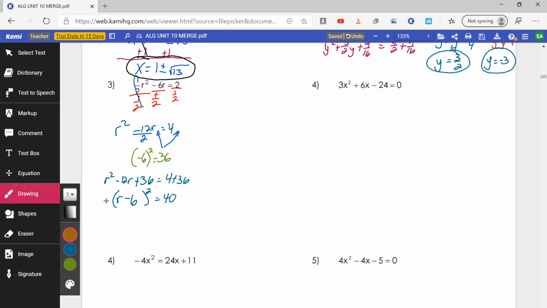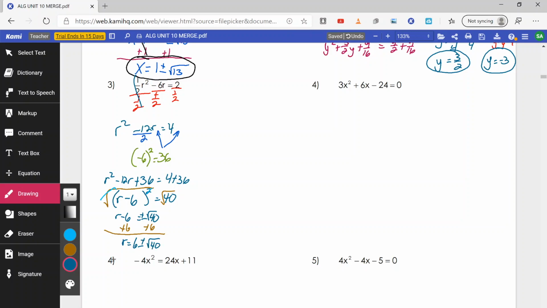The next thing I'm going to do is take the square root of both sides. That will cancel out the square root and the square, leaving me with r minus 6 equals the square root of 40. And whenever I take the square root of a number, we end up with a positive and a negative value, so plus and minus root 40. And we're going to add 6 here. So we get r equals 6 plus and minus root 40.